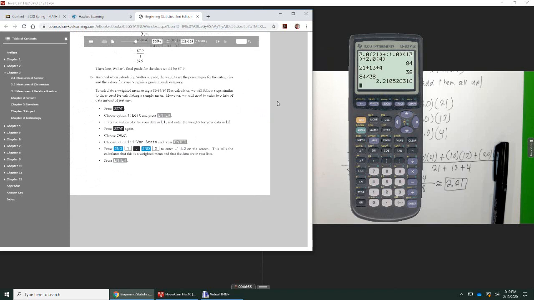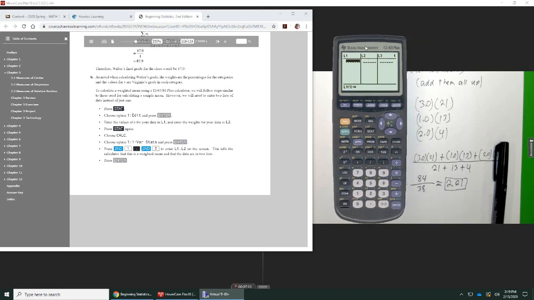Okay, so here's the directions for weighted average. We're going to go to Stat, enter on Edit. I'm going to clear this out, so arrow up, clear, and then enter. And it says enter the values for X, so your grades in L1, and then the weights in L2. Okay, so this list right here, L1 and L2. So I'm going to do 3.0, 1.0, and 2.0. The important thing is to make sure your grade is right directly across from the hours. So if you arrow over, you'll go to L2. We're going to do 21, 13, and 4. So we have everything entered.